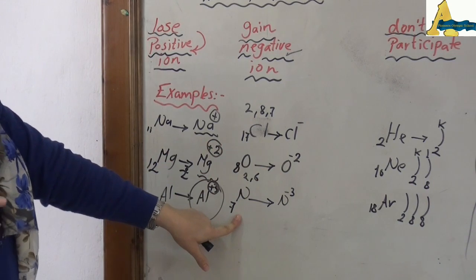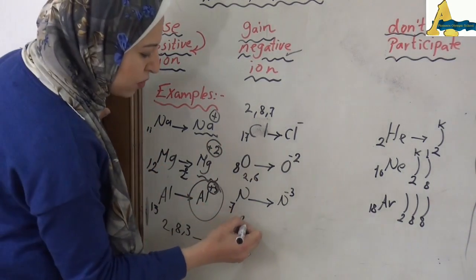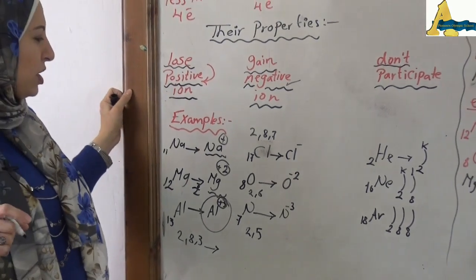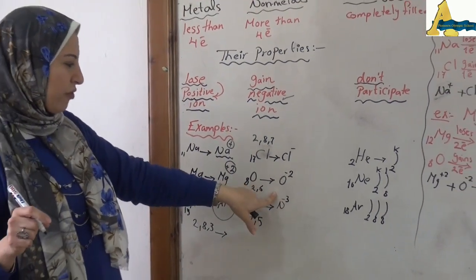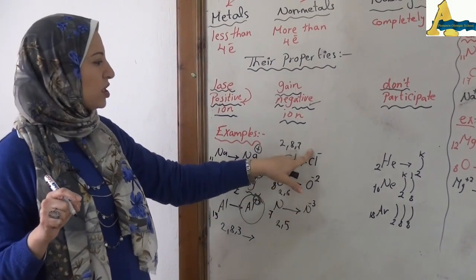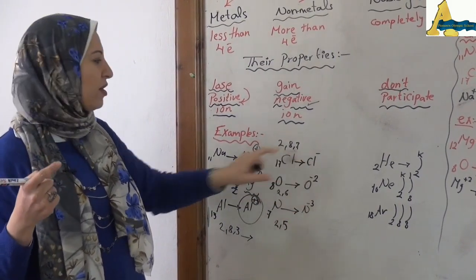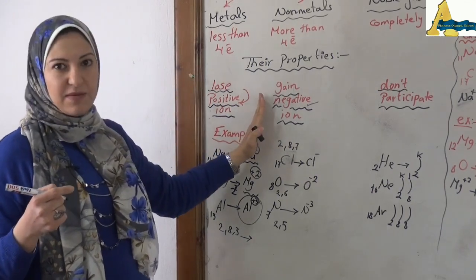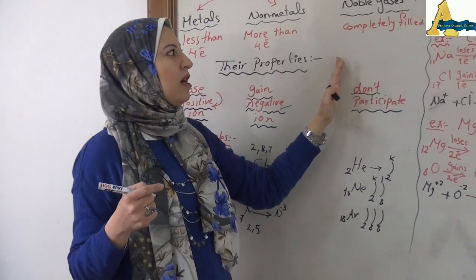Nitrogen N 7 is distributed as 2 and 5, so it will gain 3 electrons and change into N negative 3. Why do they form negative ions? Because the number of negative charges becomes more than the number of positive charges. This is what we said about the metals and non-metals. The third group was the noble gases.